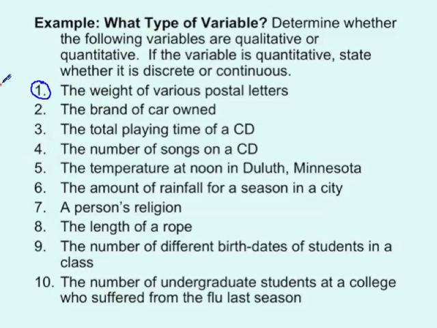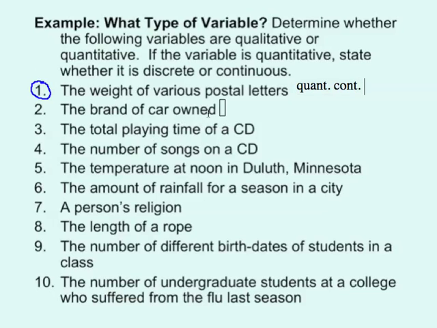On the first one, we've got the weight of various postal letters. Okay, so if we're talking about a weight, then that's something that we're going to measure, right? So that variable is going to be quantitative, isn't it? So if it's quantitative, I'm just going to abbreviate it as quant, okay? Then I have to decide whether or not it is continuous or discrete. Well, I'm measuring the weight, so that's going to be continuous. And again, I'm just going to abbreviate that like that, if you don't mind. Okay. How about the brand of the car you own?